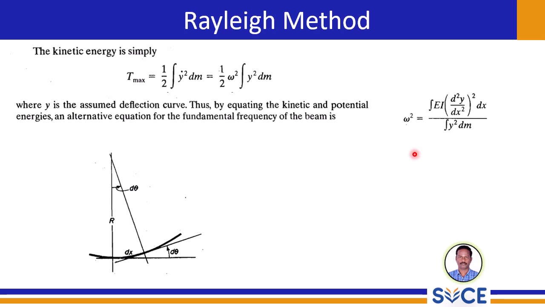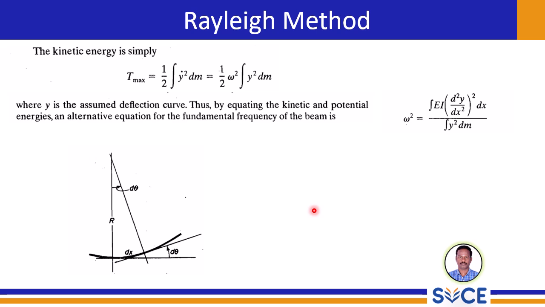To use this method effectively, we need to assume a deflection curve y of x that approximates the fundamental mode shape of the beam. The accuracy of the result depends on how well the assumed deflection curve represents the actual fundamental mode. This energy method is particularly useful for beams with complex loading or boundary conditions, where analytical solutions might be difficult to obtain directly from the equation of motion.